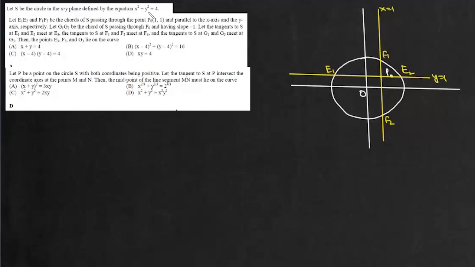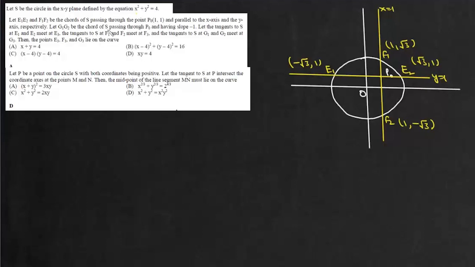Now if we put y equals 1 here, we'll get x as plus minus root 3. So E1 is (minus root 3, 1) and E2 is (root 3, 1). And if we put x as 1 in this equation, we'll get y as plus minus root 3. So it'll be (1, root 3) and (1, minus root 3). So we have the coordinates of E1, E2 and F1, F2.